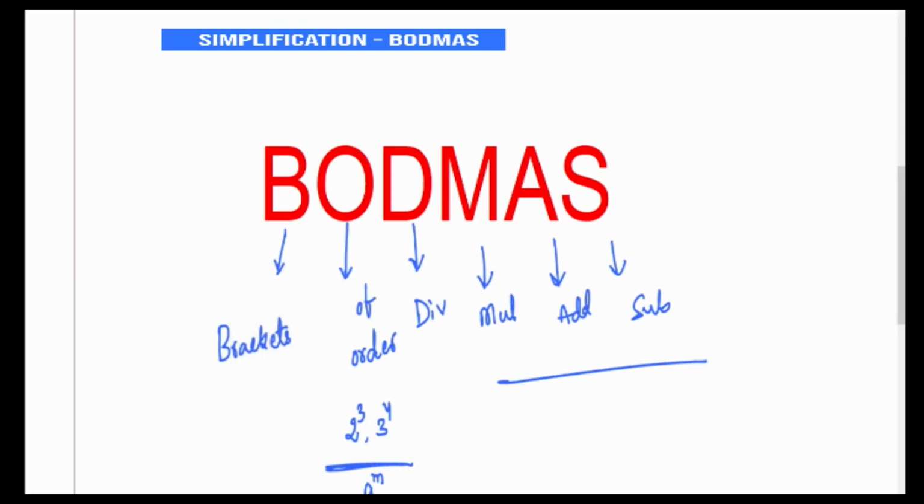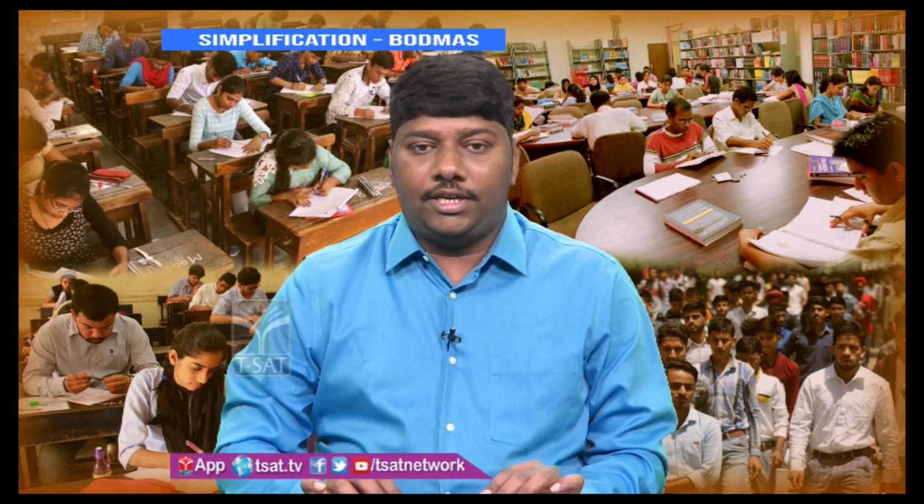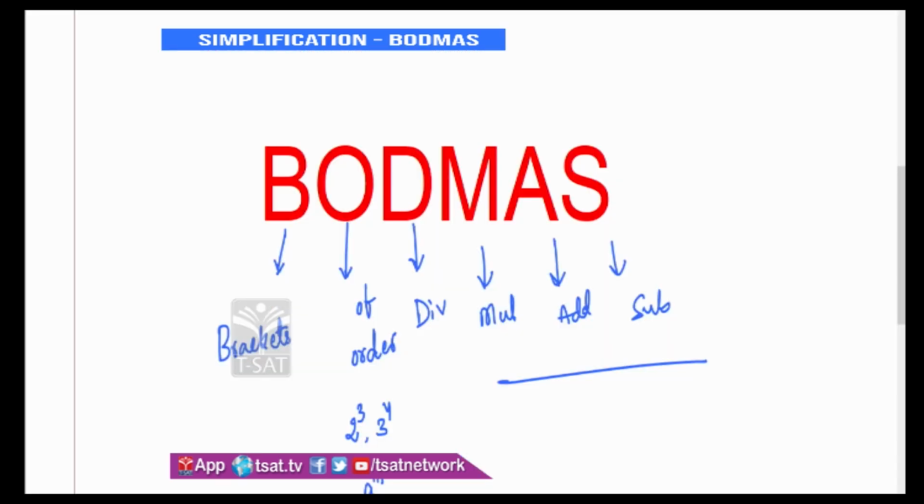So division and multiplication you can actually treat with equal priority, and addition and subtraction also have equal priority. It does not matter whether you do division first or multiplication first, addition and subtraction also mostly have equal priority. But you can just follow this rule, BODMAS: brackets, of, division, multiplication, addition and subtraction.